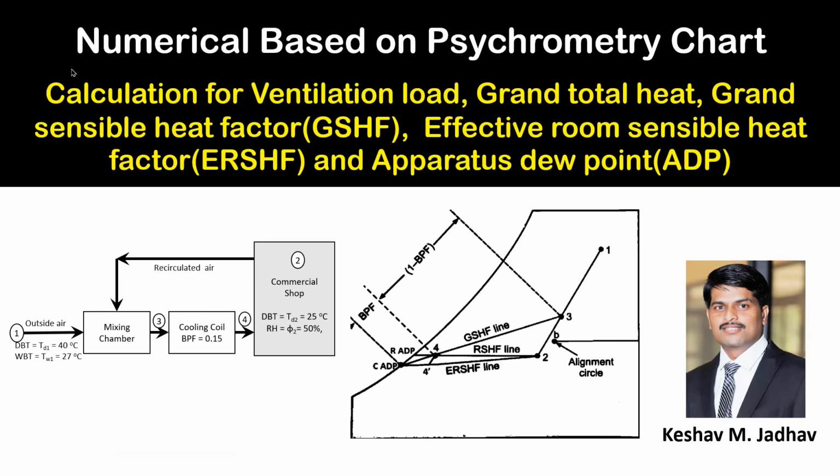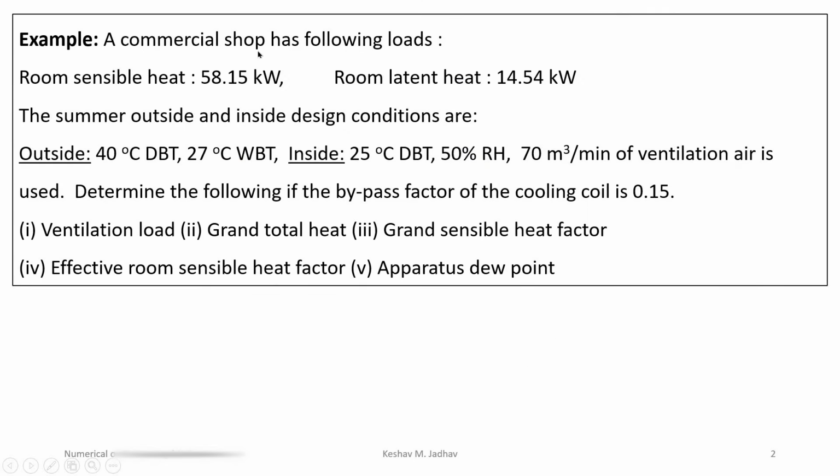So, numerical is like this. A commercial shop has following loads: room sensible heat 58.15 kilowatt, room latent heat 14.54 kilowatt. The summer outside and inside design conditions are: outside condition is 40 degrees Celsius dry bulb temperature and 27 degrees Celsius wet bulb temperature. Inside room condition is 25 degrees Celsius dry bulb temperature and 50% relative humidity.